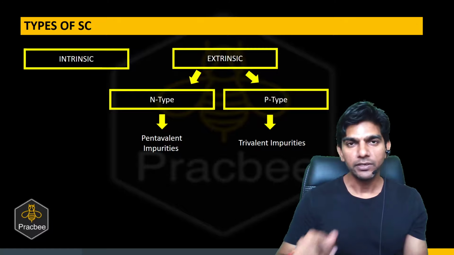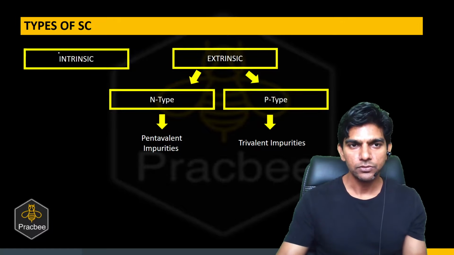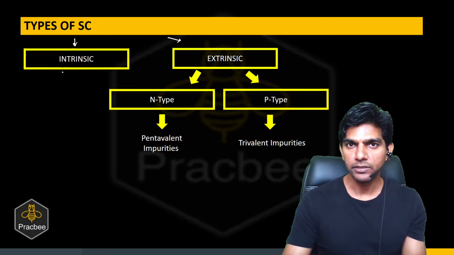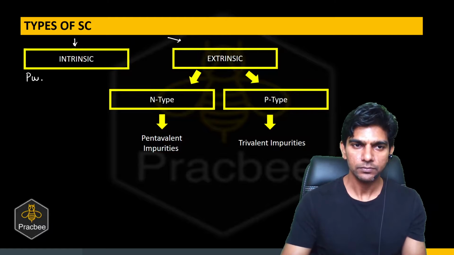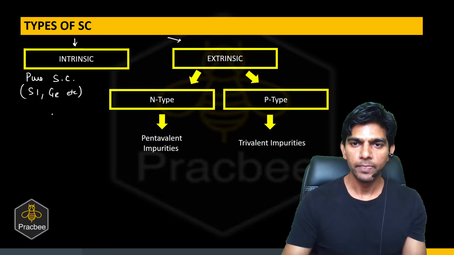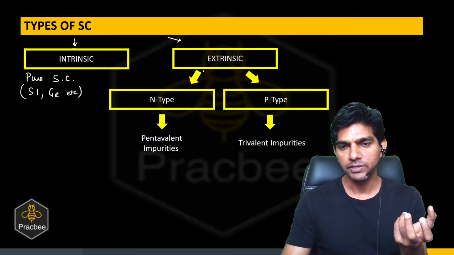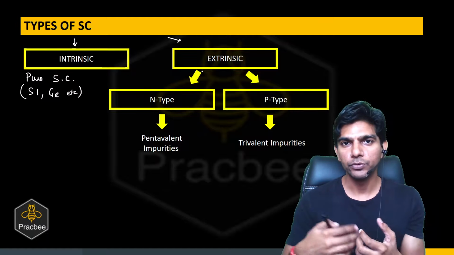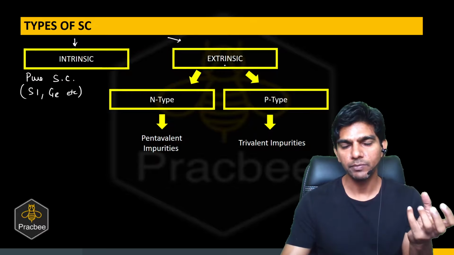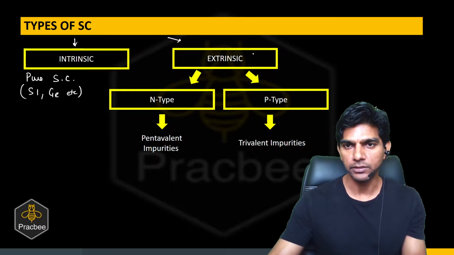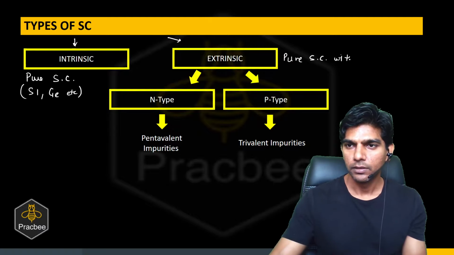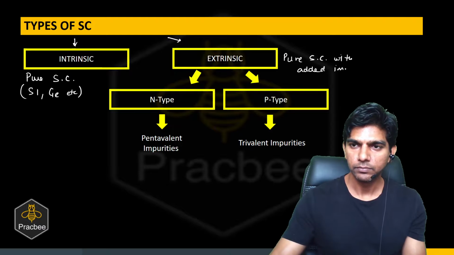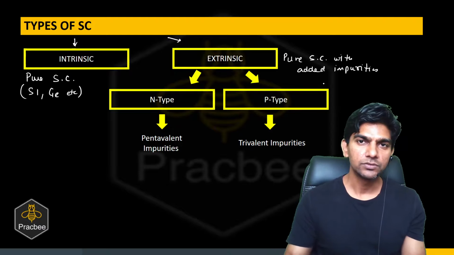Okay, now let us see the different types of semiconductors that we have to study. We can categorize semiconductors as intrinsic and extrinsic. What are intrinsic semiconductors? These are pure semiconductors, like silicon, germanium, etc. And what are extrinsic? If we add some impurities to a pure semiconductor, we get an extrinsic semiconductor. So a pure semiconductor with added impurities is called an extrinsic semiconductor.